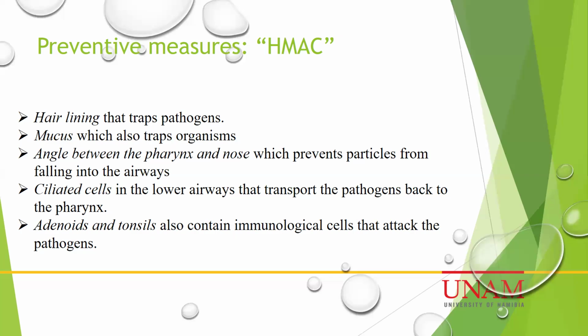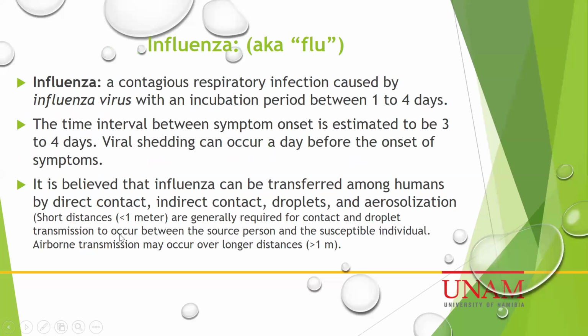So if you're asked about the barriers that prevent upper respiratory tract infection or that try to limit the passage of pathogens, just remember HMAC, or you can call it CMAC, whatever you want to call it. But the hair lining, the mucus production, the angle between the pharynx and the nose, the ciliated cells, and the adenoids and tonsils.